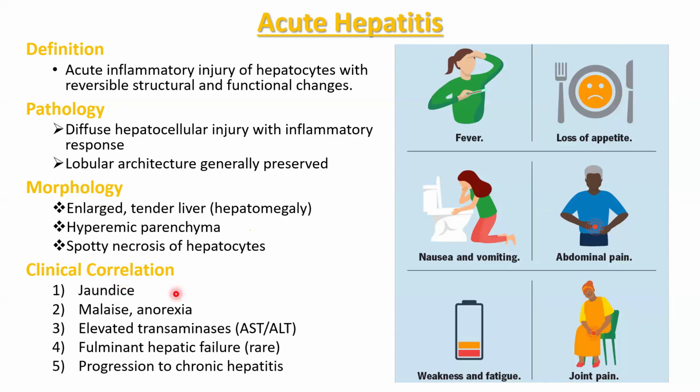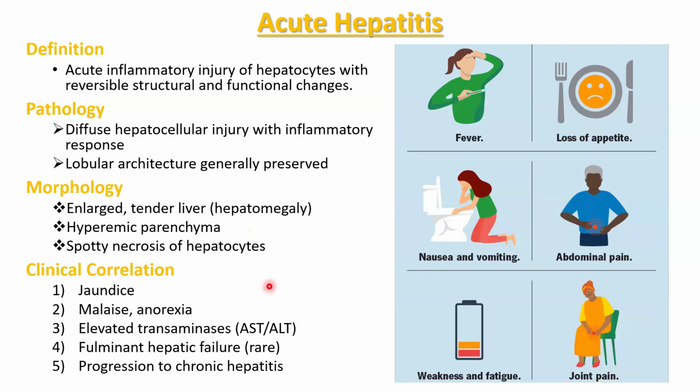And then clinical correlation, as you can see, there is fever, the person has loss of appetite, nausea and vomiting, abdominal pain, weakness and fatigue, and joint pain. And that is not being shown here. There is jaundice, of course, itching on the skin, malaise and anorexia. There are elevated transaminases. These are liver enzymes, AST and ALT, that are elevated because of hepatic injury. It can lead to fulminant hepatic failure, and also it can progress to chronic hepatitis.